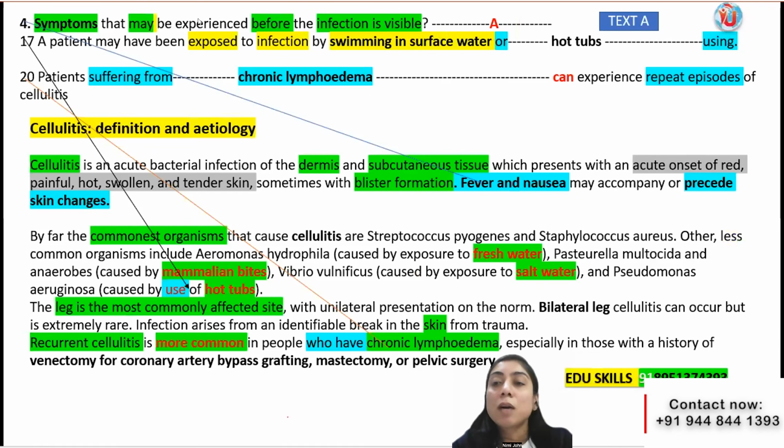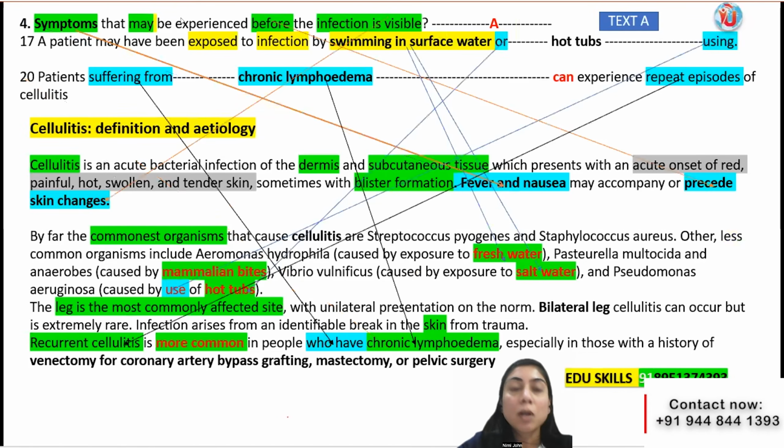So now we are going to discuss each question from each paragraph. The fourth question, now I'm focusing on text A. Does anybody have a doubt about the fourth question? Yes, Nimi. Yes, ma'am. So what was the fourth question? Symptoms that may be experienced before infection is visible. This was our question in the fourth one.